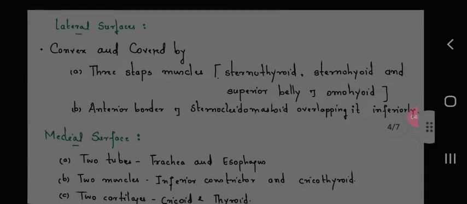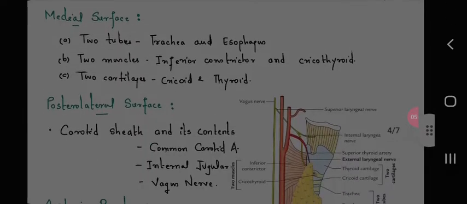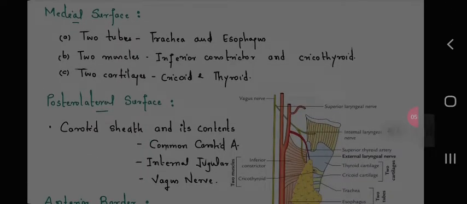Lateral surface is convex and covered by three strap muscles: sternothyroid, sternohyoid, superior belly of omohyoid, and the anterior border of sternocleidomastoid overlapping it inferiorly. Medial surface: two tubes, trachea and esophagus, two muscles, inferior constrictor and cricothyroid, two cartilages, cricoid and thyroid.